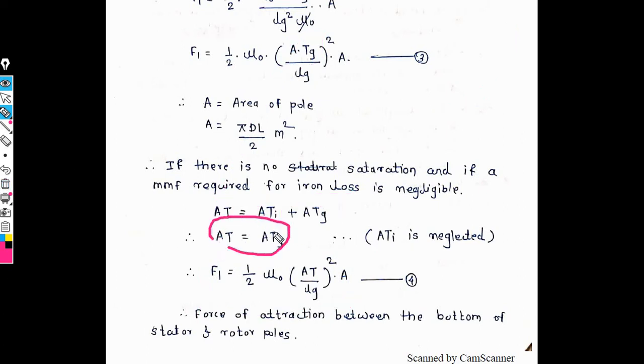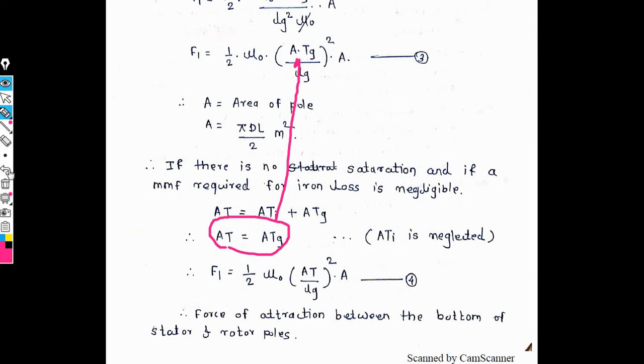Putting this value of AT in this equation, we calculate only the force of attraction between stator and rotor in the air gap, not when losses occur due to iron. We calculate only the ampere turns in the air gap. Now this is the concept of DC machine, in which we calculate the force of attraction between the two poles, that is stator and rotor.